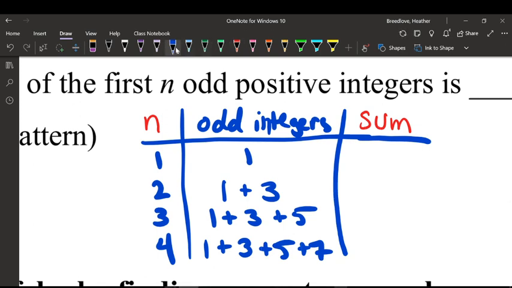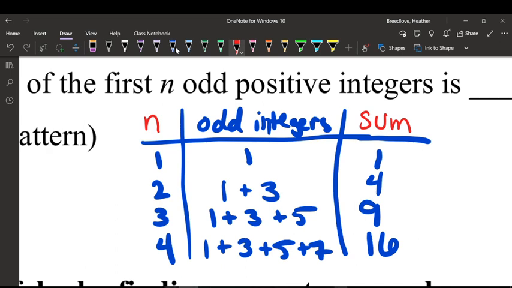Okay? So 1, the sum of 1 is 1. There's nothing to add there. 1 plus 3 is 4. 1 plus 3 plus 5 is 9. And 1 plus 3 plus 5 plus 7 is 16. So if we compare the first column n with the last column, the sum of the numbers, do you see a pattern? 1 to 1. 2 becomes 4. 3 becomes 9. 4 becomes 16.